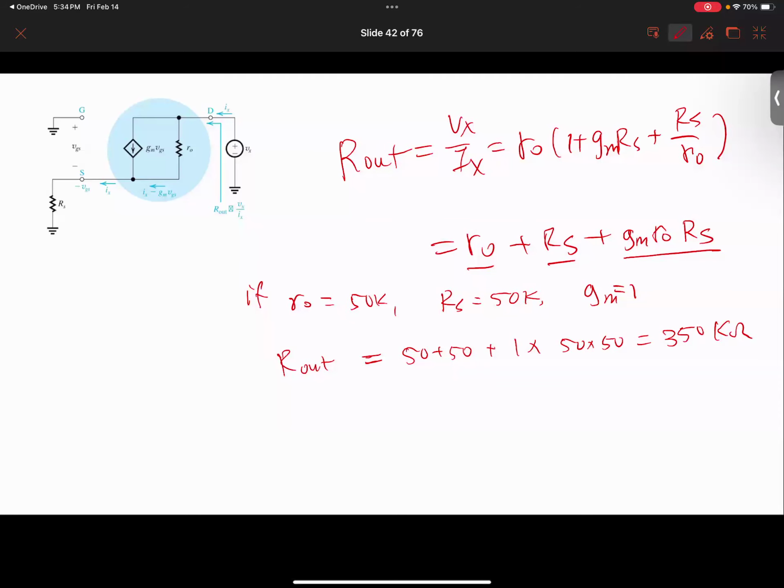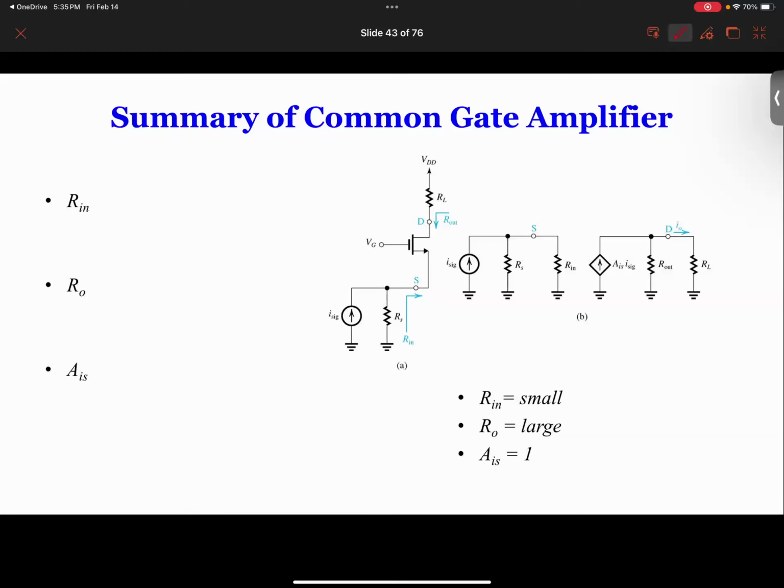So the third term here is much larger than this one and this one, because this one is 250, that's 50, that's 50, so usually about 10 times bigger. So basically, if you neglect the first two terms, we see the resistance increases by Gm times Ro. So this increases the resistance by this much. Now let's summarize it. We're saying that input resistance is small, output resistance is large, and gain is almost 1. So that's what we have done with the conclusion.